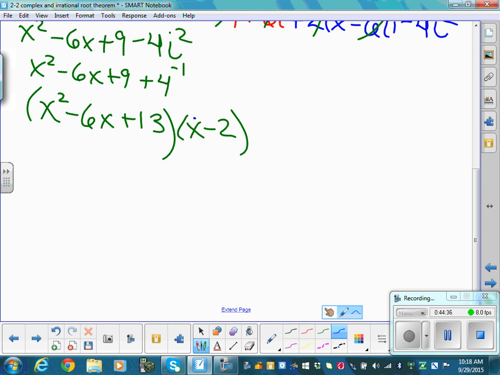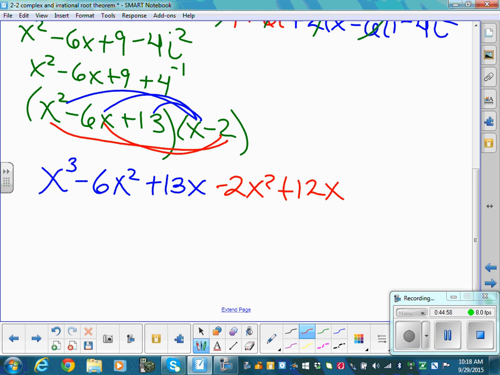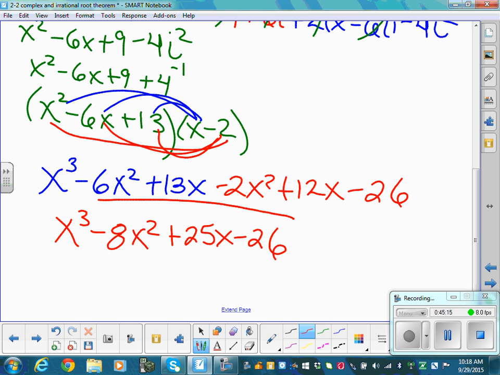So we'll distribute x through. X times x squared is x cubed. X times negative 6x is negative 6x squared. X times 13 is 13x. Then we'll distribute negative 2 times x squared, which is negative 2x squared. Negative 2 times negative 6x is positive 12x's. Negative 2 times 13 is negative 26. Combine like terms, we'll have x cubed minus 8x squared, and then 13 plus 12 is 25x's minus 26. A lot of work.